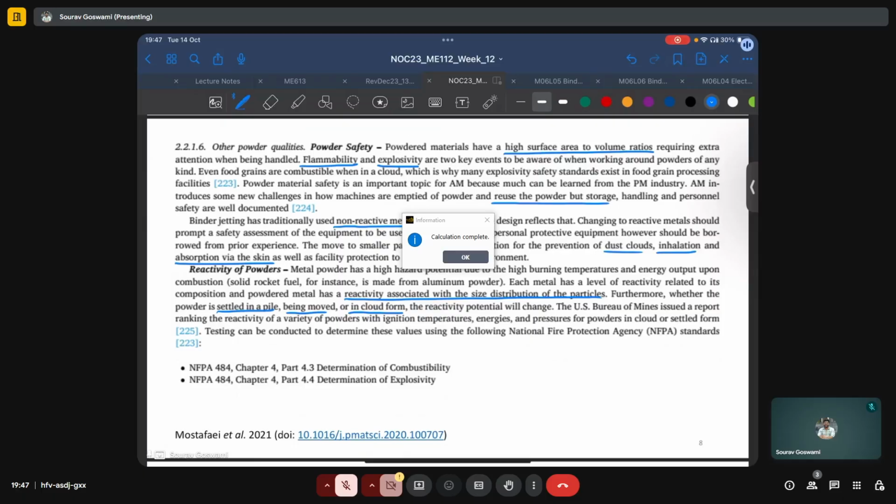And some such standards are also given here, such as NFPA 484, Chapter 4, Part 4.3, which deals with the determination of combustibility, and NFPA 484, Chapter 4, Part 4.4, which deals with the determination of explosivity. Here, NFPA is the National Fire Protection Agency of the United States.